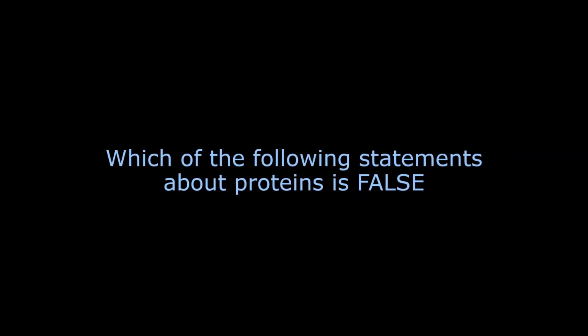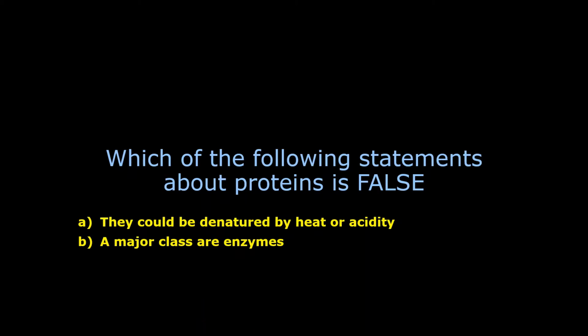Which of the following statements about proteins is false? We're looking at proteins, false statements. They could be denatured with heat or acidity. That is definitely true. They can be denatured, so that's not what we're looking for. A major class are enzymes. Yeah, a major class of proteins are enzymes. True. So that's not our answer.